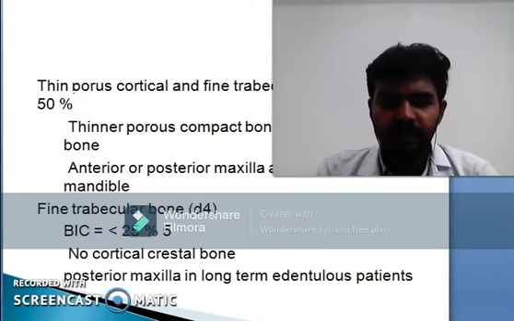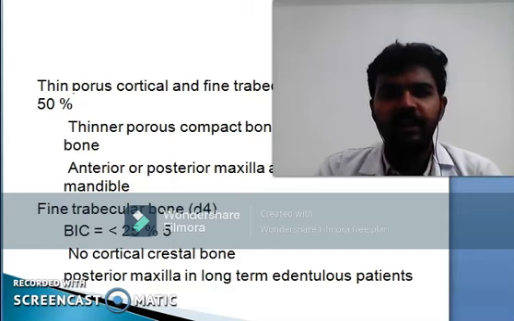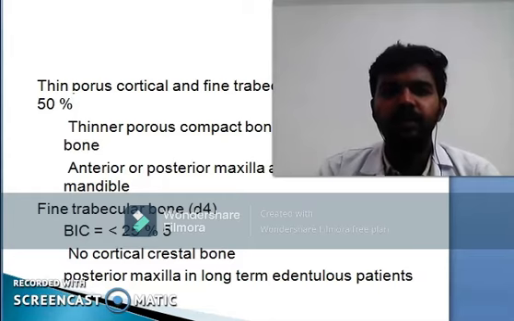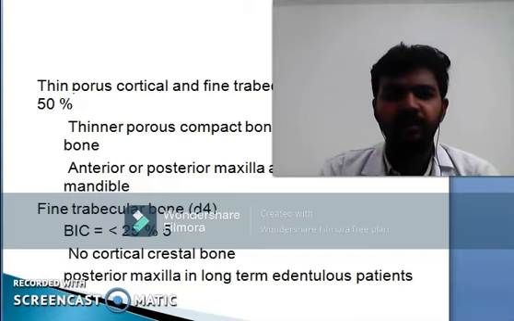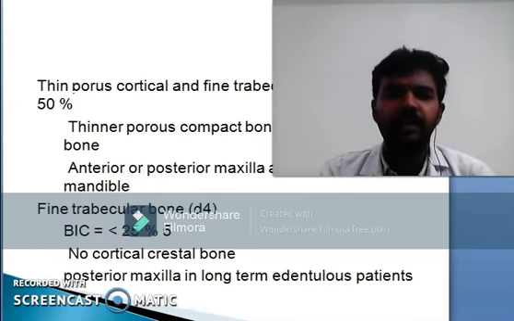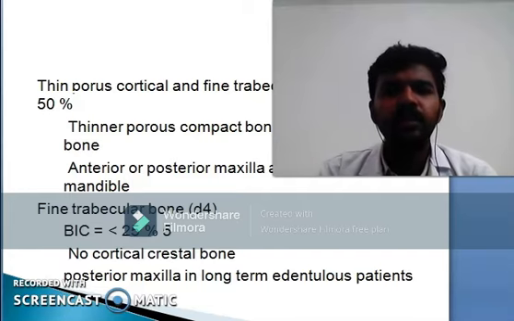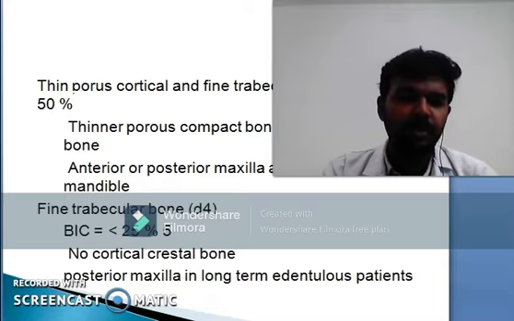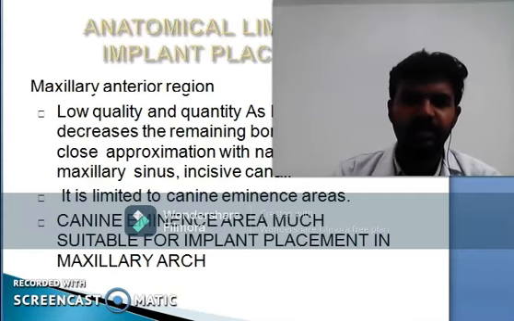D3 bone is usually thin, porous cortical and fine trabecular bone, in which the bone-to-implant contact can be nearly about 50%. The thin, porous compact bone and the fine trabecular bone is present in the anterior or posterior maxilla or posterior mandible. The fine trabecular bone is the D4 bone, in which the bone-to-implant contact will be less than 25%. No cortical crestal bone is present, which will usually be the case in the posterior maxilla in long-term edentulous patients.